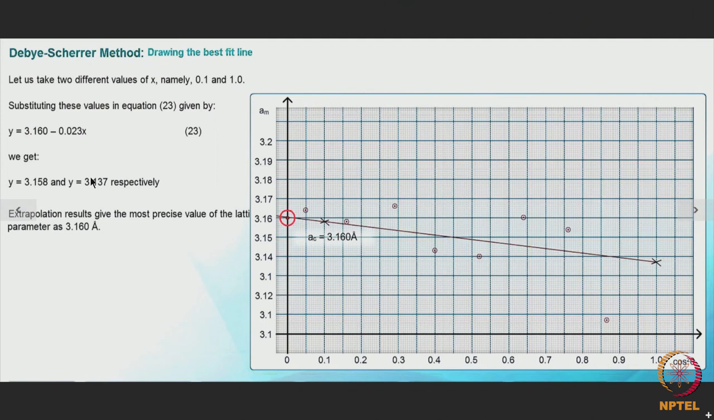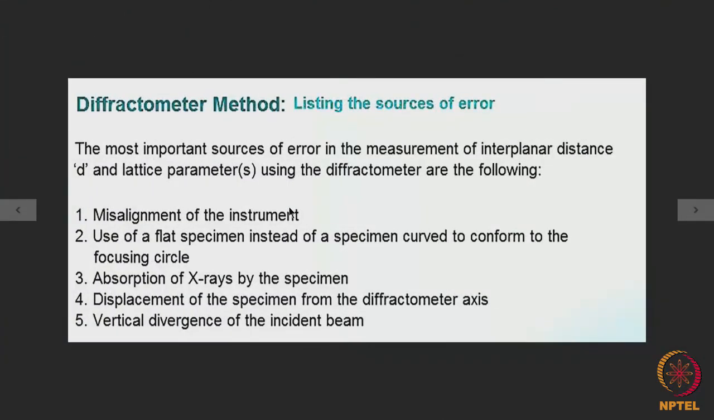Now, we plot these 2 points and get a straight line and extrapolate it to the y axis. By doing so, this is the best fit line passing through the 8 points, and this is the point which will give us the value of the lattice parameter very, very accurately, because here cosine square theta has a value 0. So, this is how the most precise lattice parameter can be obtained if we are given a set of measured lattice parameter values and the corresponding cosine square theta values. So, this is about the Debye-Scherrer method, in which we can find out the lattice parameter or parameters very, very accurately.